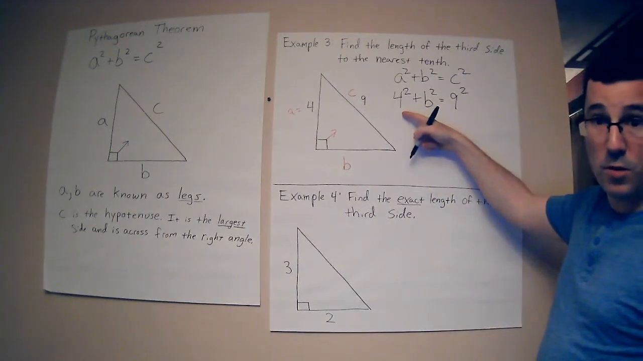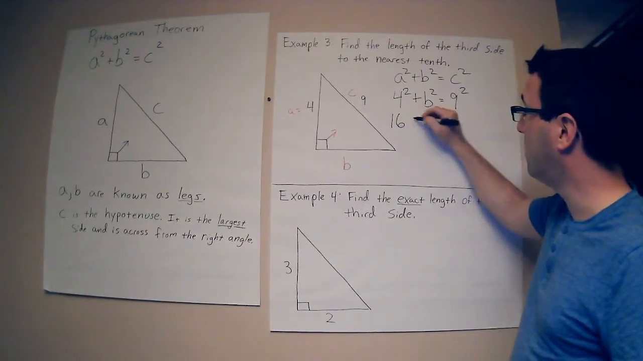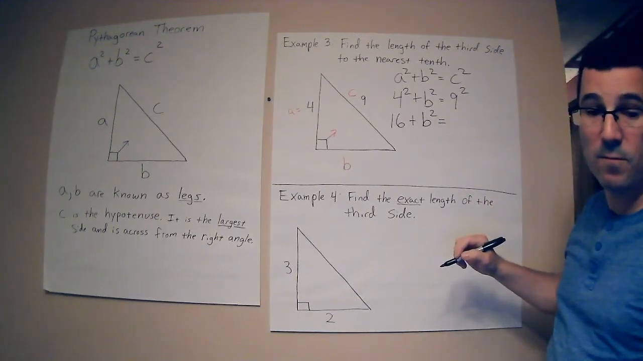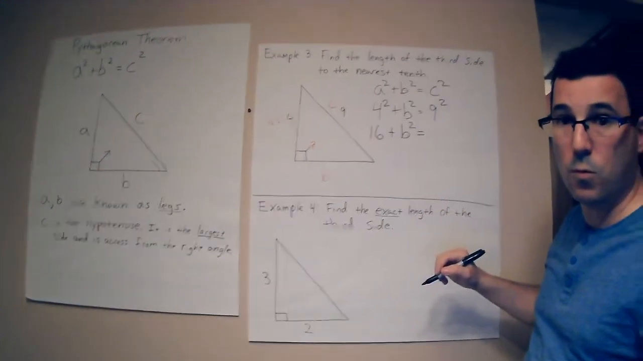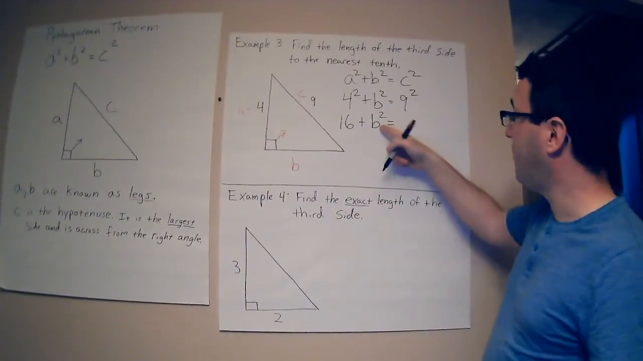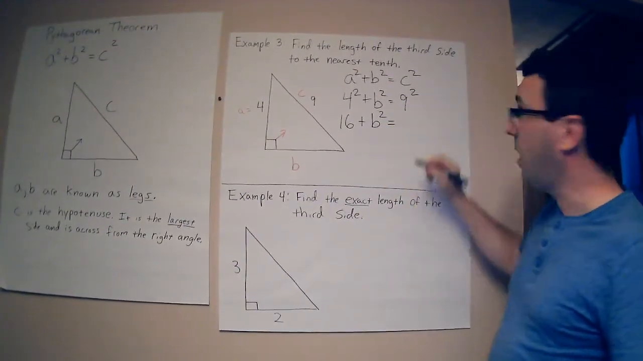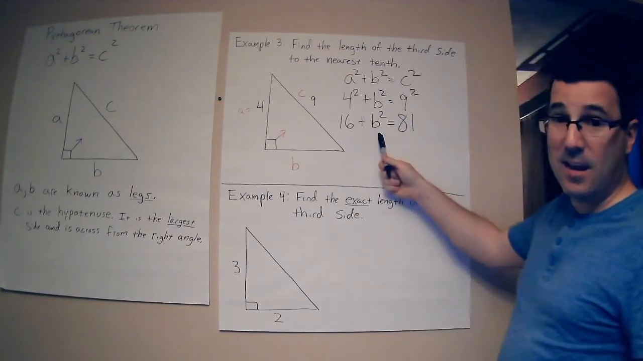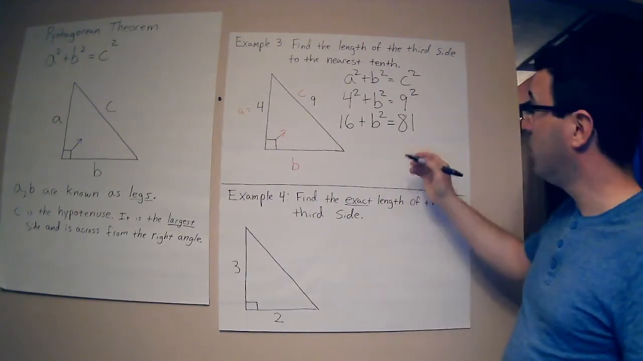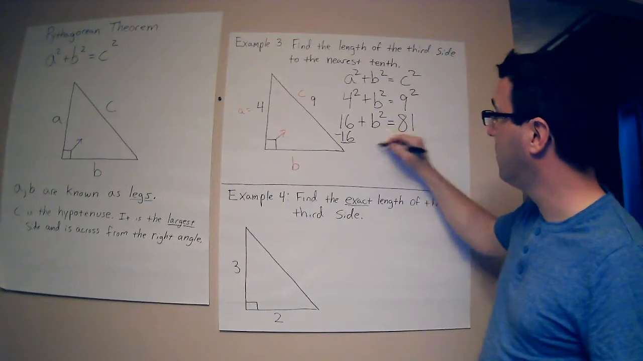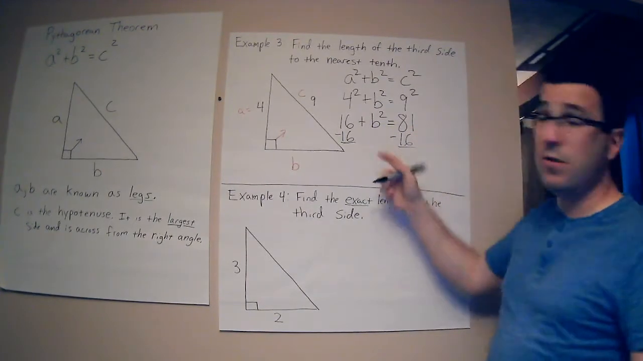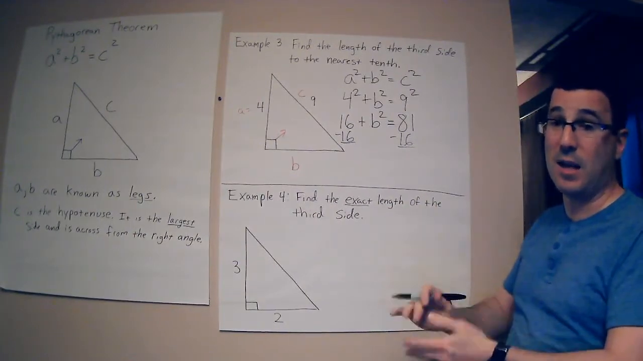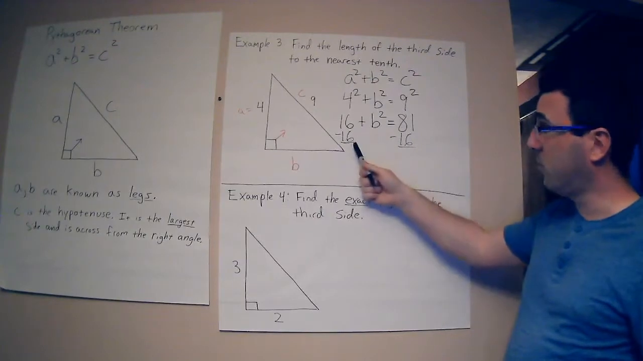4 squared, 4 times 4 is 16, plus B squared, nothing's happened there yet. 9 squared, 9 times 9 is 81. We want to get B squared by itself. So we're going to subtract 16 from both sides. We do that because it's on the same side as the B squared, the same side as what we want to get by itself. So we've got to move things away from it, starting with that 16.